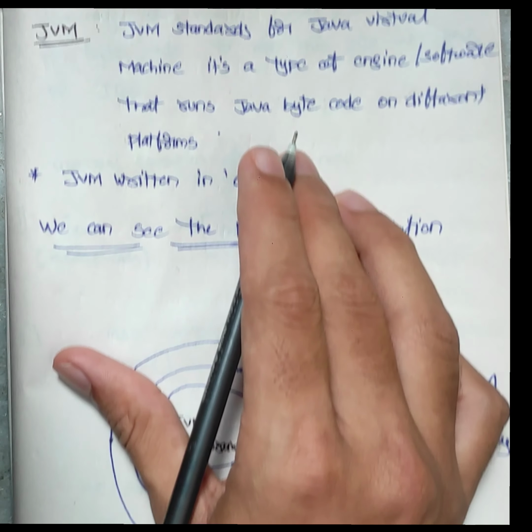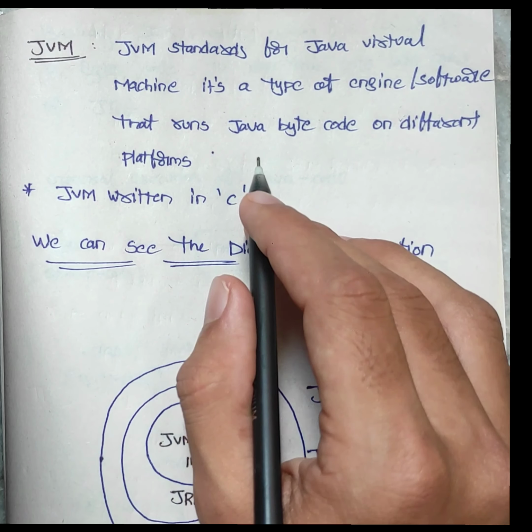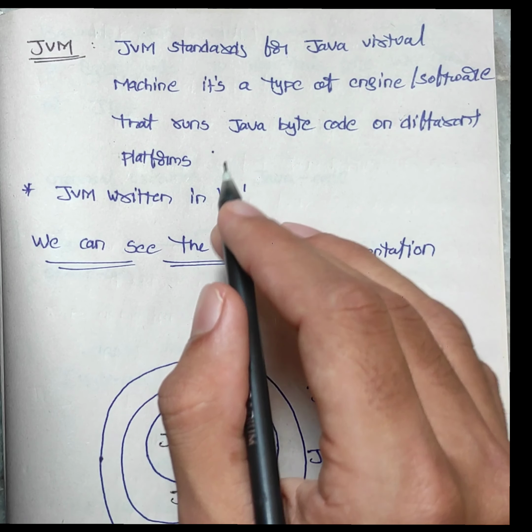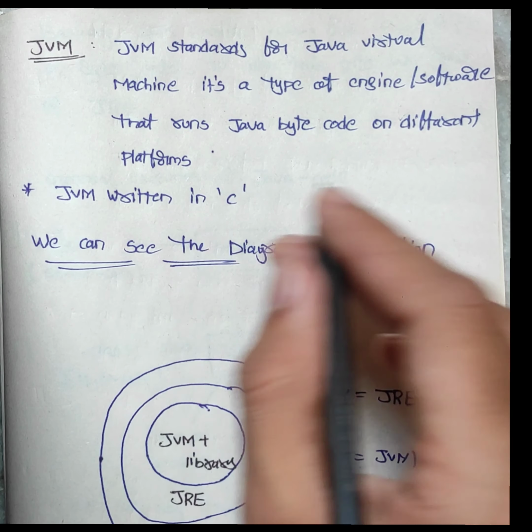This JVM is written completely in C. This JVM is mainly used for execution of bytecode. I can also explain it in this video. Let's wait for some time.